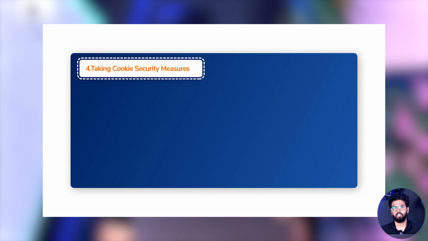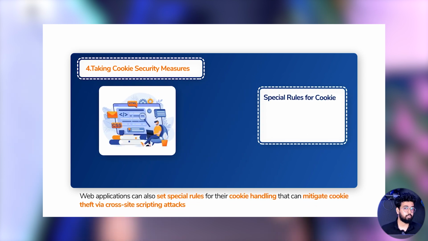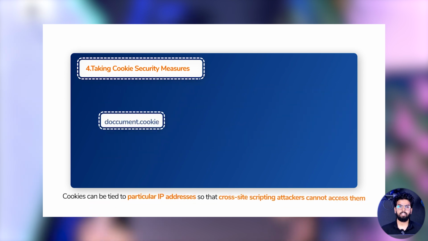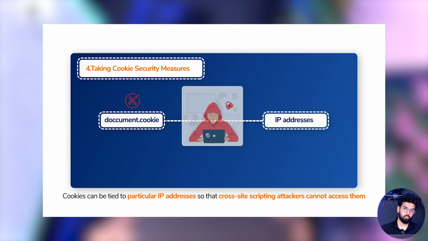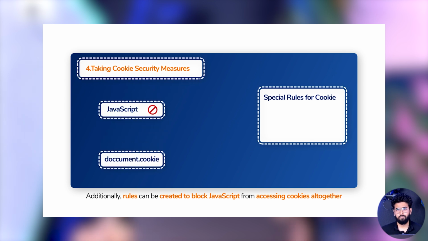Next one being taking cookie security measures. Web applications can also set special rules for their cookie handling that can mitigate cookie theft via cross-site scripting attacks. Cookies can be tied to a particular IP address so that cross-site scripting attackers cannot access them. Additionally, rules can be created to block JavaScript from accessing cookies altogether.